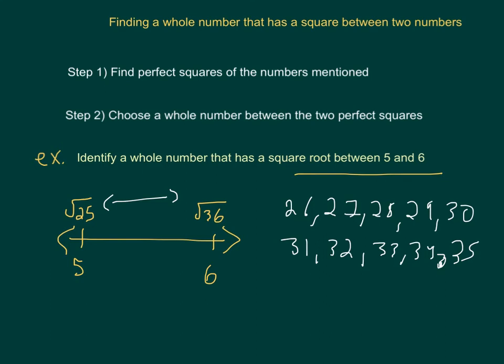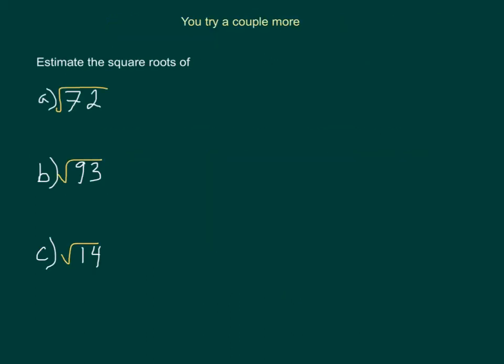And that's it for these. These are very, very simple, right? It's just finding a whole number, which are all right here, that have a square root between those two numbers. So very easy. Let's try the next example. So you try a couple more. So take a look at these, pause it, and then you can hit play when you're ready for the solution.